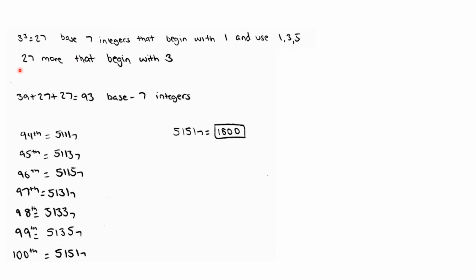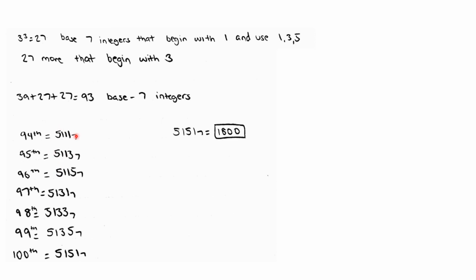So there are 27 more that begin with 3. So 39, the beginning 39, plus 27 is 93. This 27 is the ones that begin with 1, and this 27 is the ones that begin with 3, which is equal to 93 base 7 integers. So 93 is just 7 away from 100, so we just count the rest from 94 to 100.